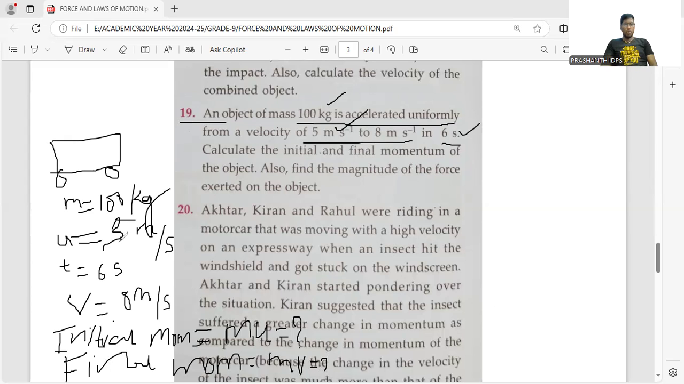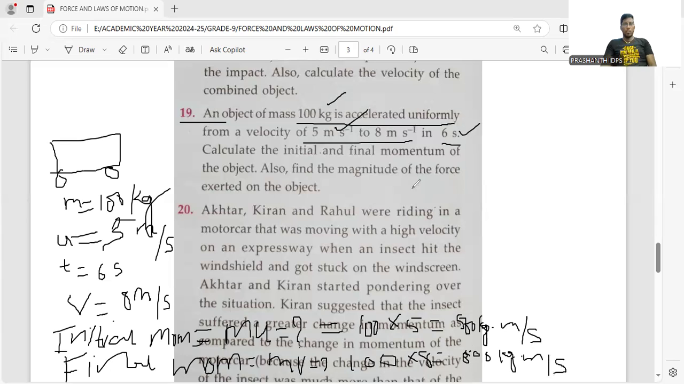Okay, substitute the values here. You will get initial momentum 100 into 5. How much? 500 kg meter per second. Next, mv value: mass 100 into what is the v value? 8. So 800 kg meter per second.